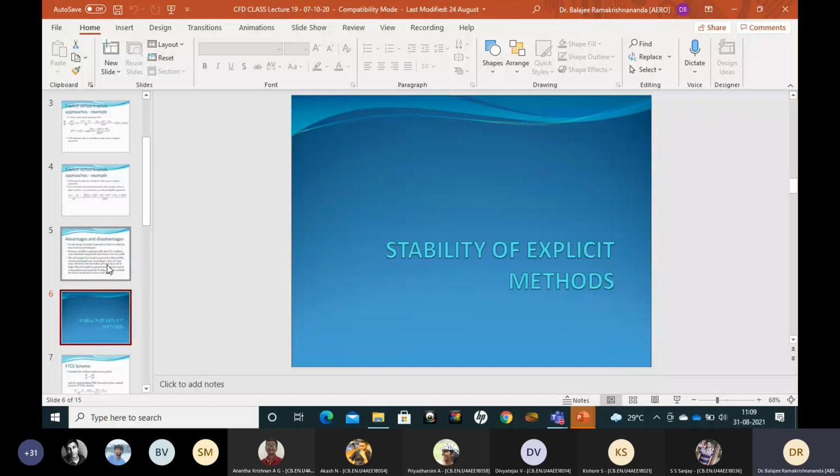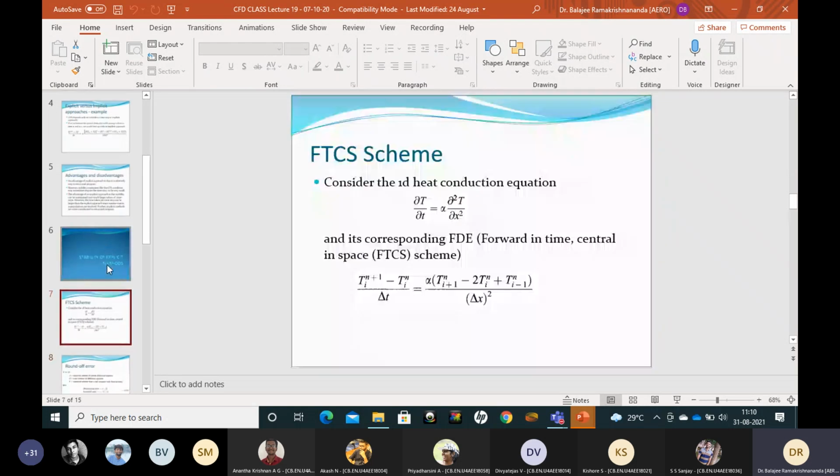Then we are looking at the stability of explicit methods. Stability is important for explicit methods. Implicit methods also need stability analysis, but generally they are stable for a larger time step, so it doesn't need so much worry as explicit method stability. So stability analysis is more important for explicit methods.